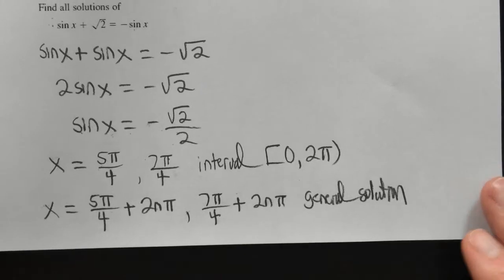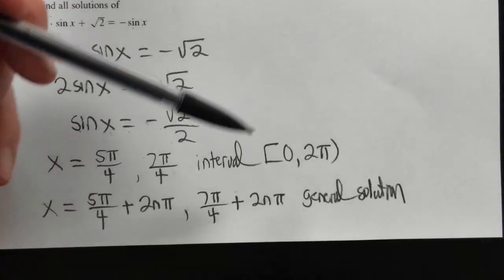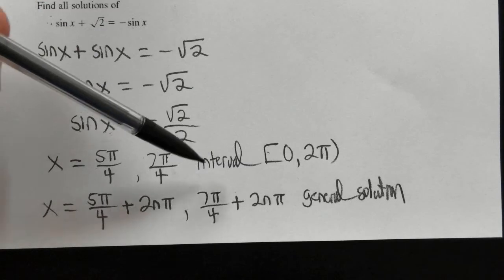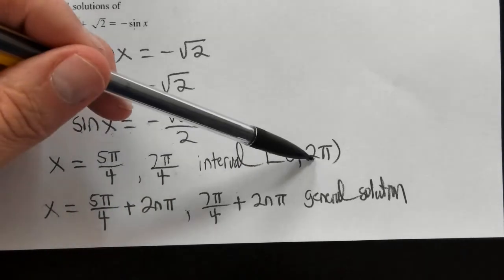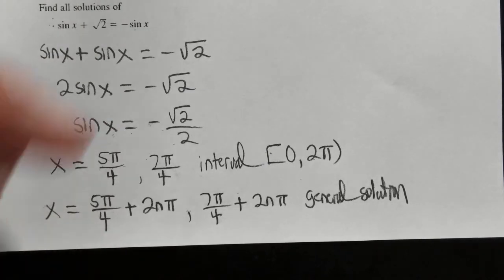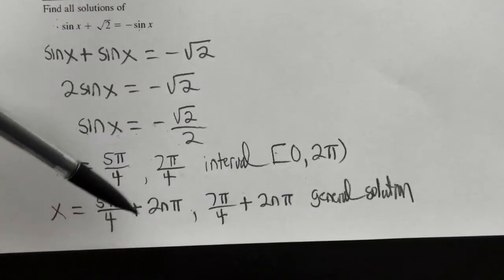All right, so there you go. And like I say, you could be asked either one. You could be asked for a solution over a specific interval, which would be this from 0 to 2 pi. Okay, or you could be asked for the general solution, which we would write in this form.